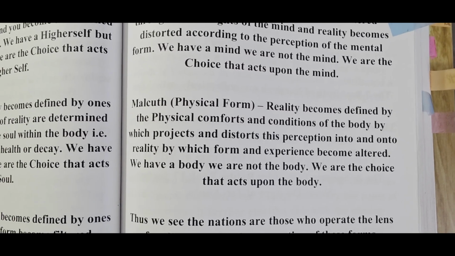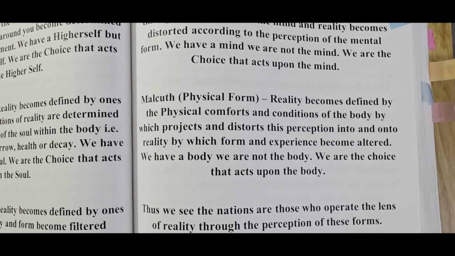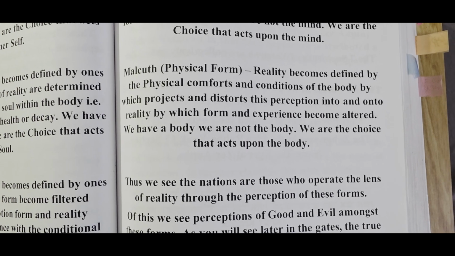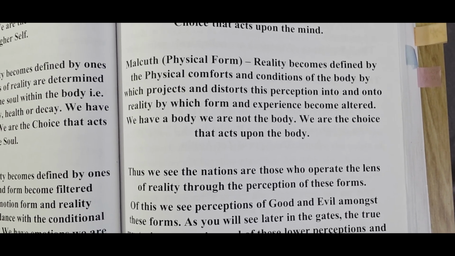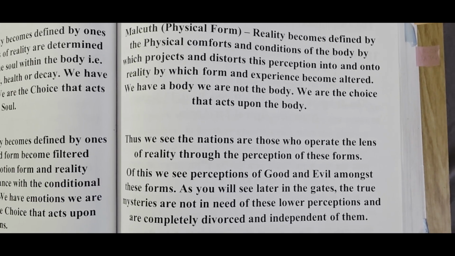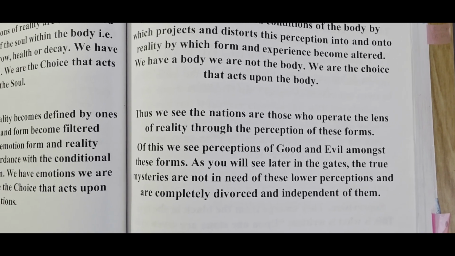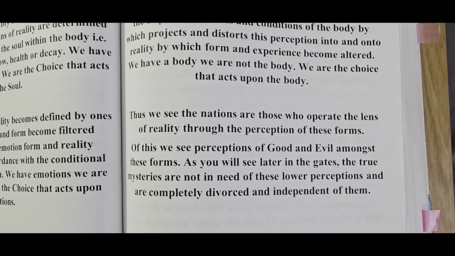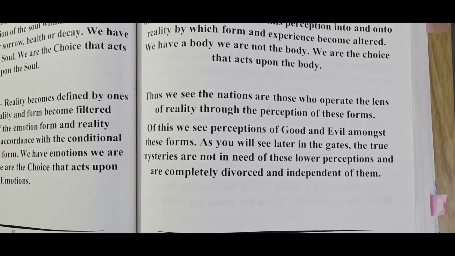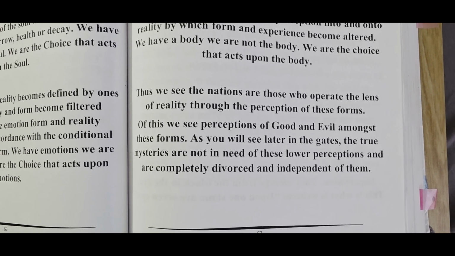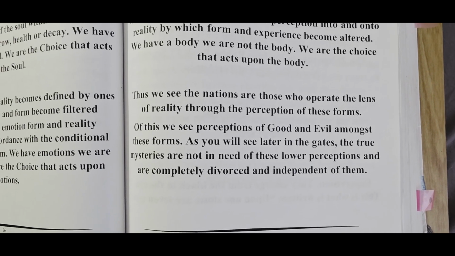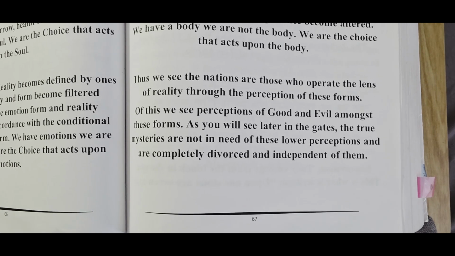Malchut, the final form, physical form. Reality becomes defined by the physical comforts and conditions of the body, which projects and distorts this perception onto reality, by which form and experience become altered. We have a body, we are not the body. We are the choice that acts upon the body. Thus, we see the nations are those who operate the lens of reality through the perception of these forms. Of this, we see perception of good and evil amongst these forms. As you will see later in the gates, the true mysteries are not in need of these lower perceptions and are completely divorced and independent of them.